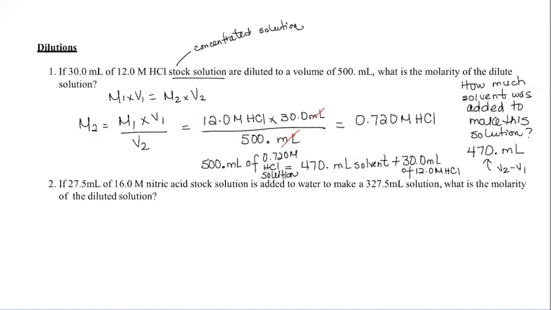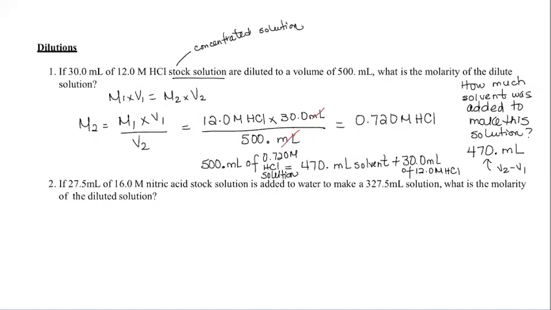So there's a question in the chat saying V2 is M1 times V1 divided by M2. That is correct. That's how we solve for V2. But again, like I was mentioning a few moments ago, remember that V2 is just the volume of your final concentration. It is not how much solvent you need to add to the solution. So let's go through the second problem.